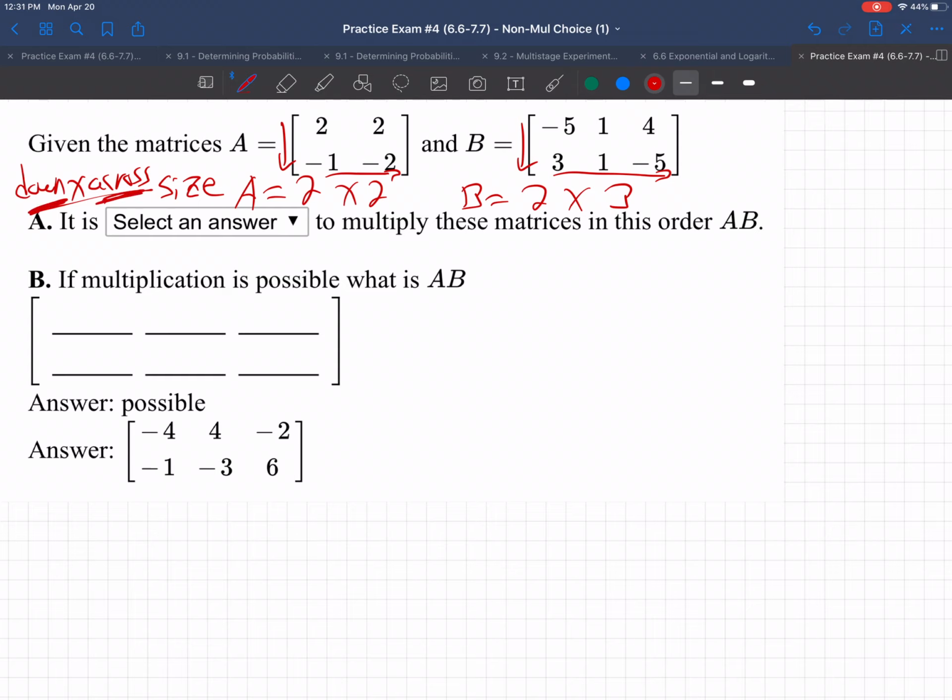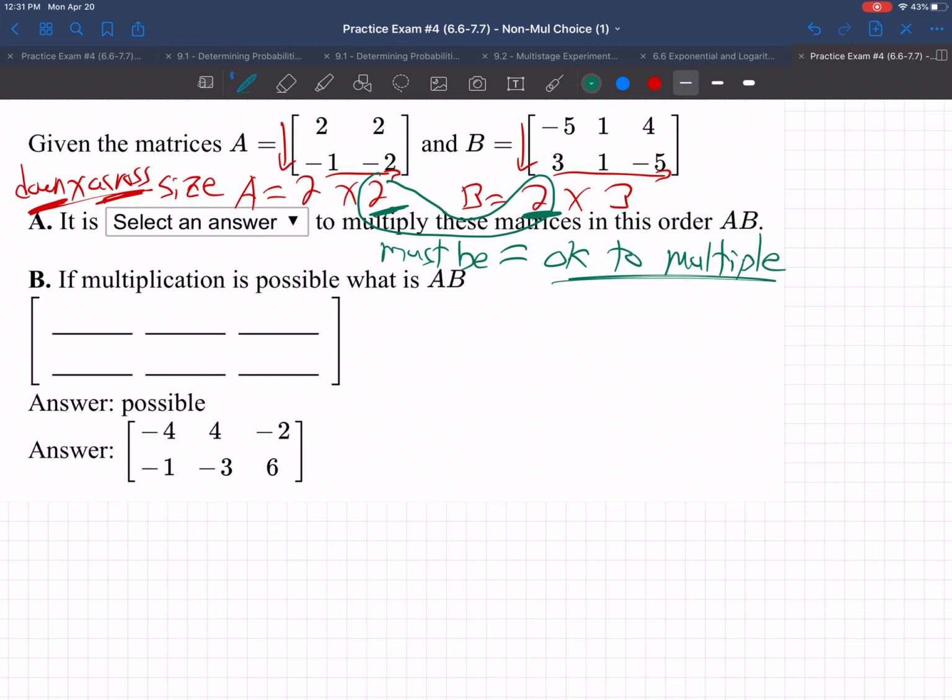Okay, and then how do you know if two matrices can be multiplied? The inside numbers, these two numbers must match. Must be equal, and they are. 2 equals 2, right? They're the same number. So it's okay to multiply. It's possible to multiply them. They can only be multiplied if the two inside numbers match.